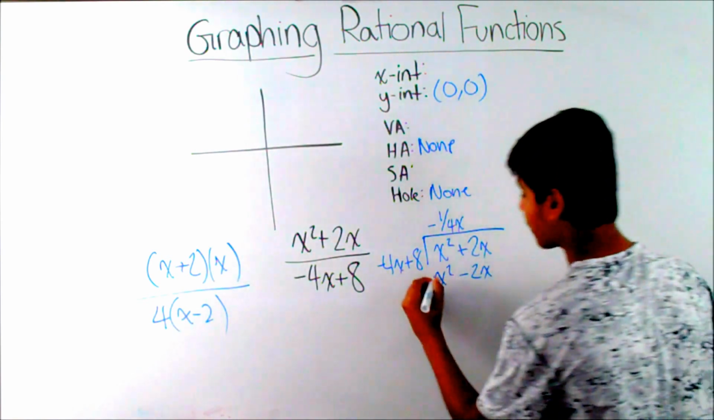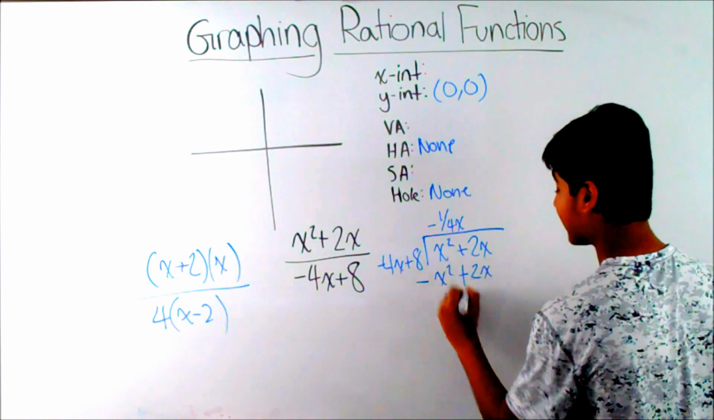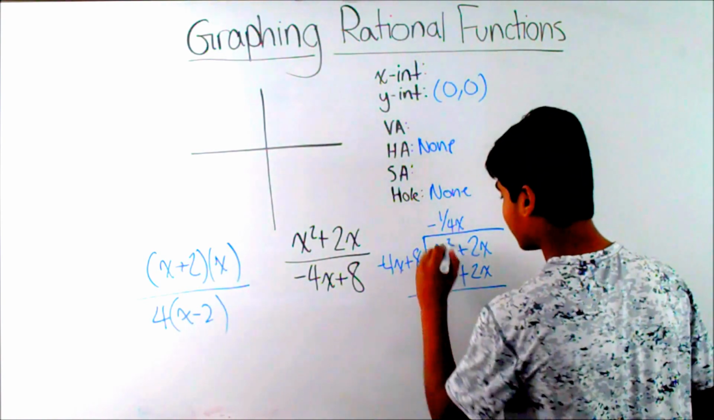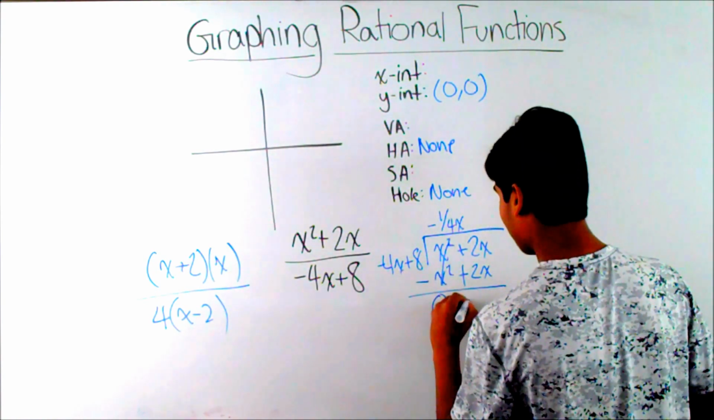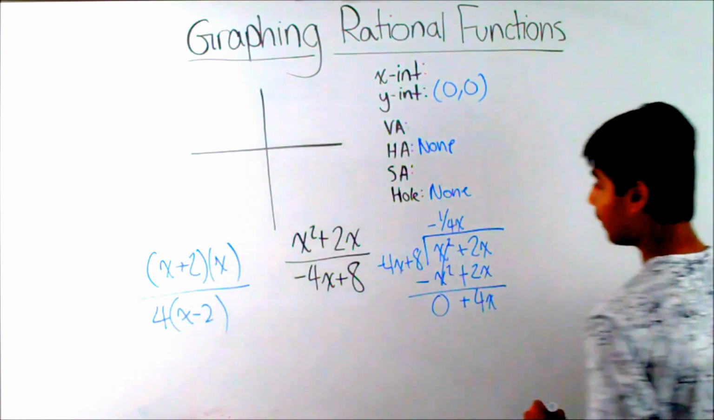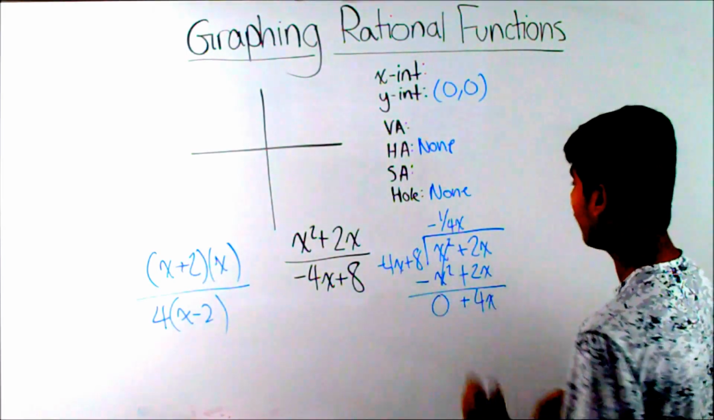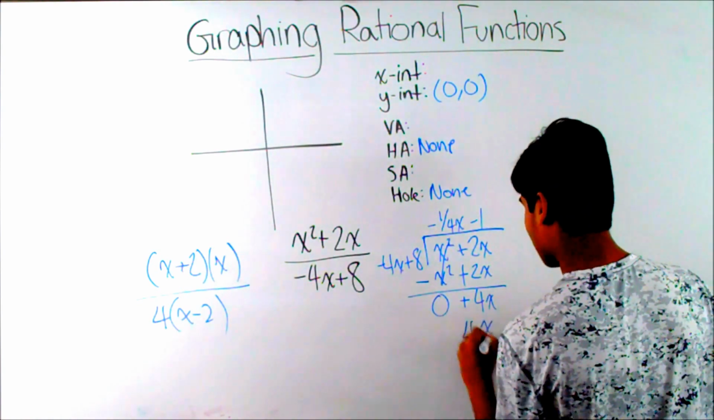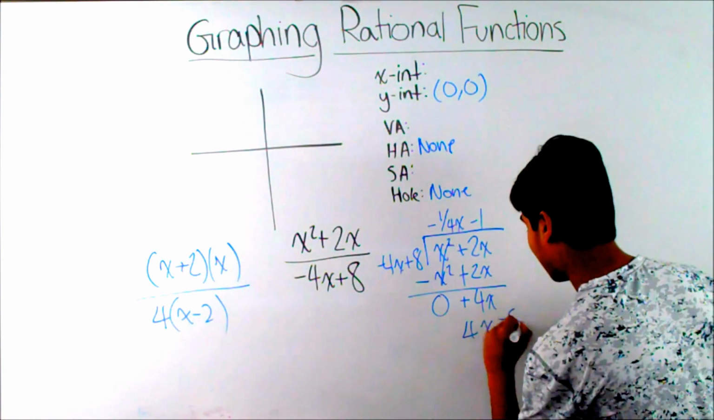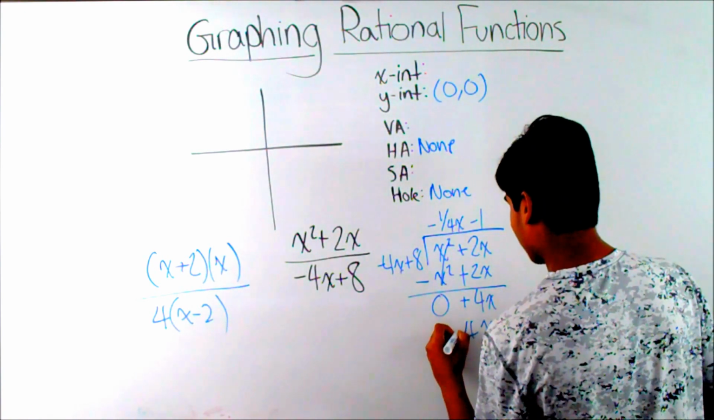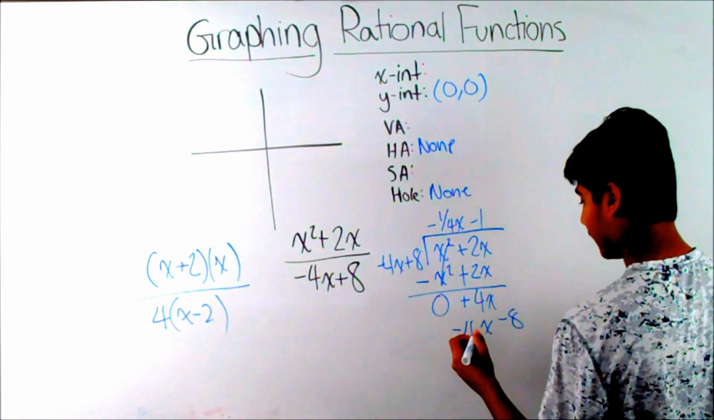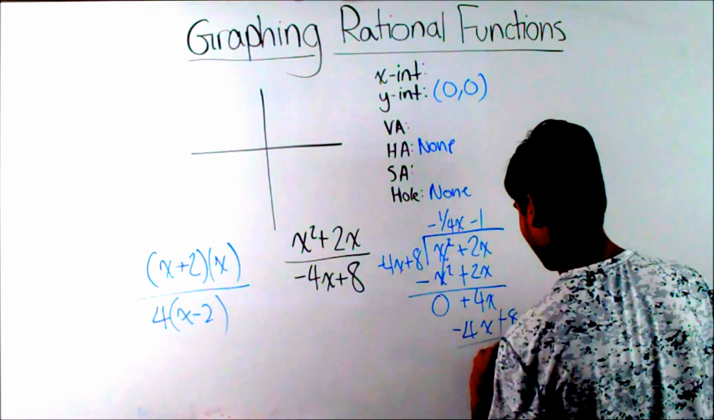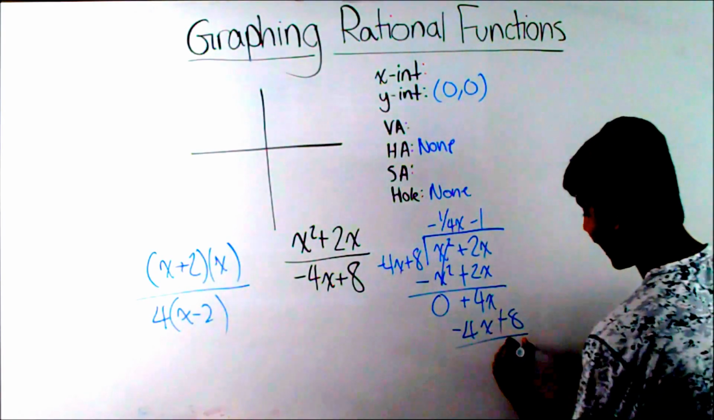So now we're supposed to subtract it, right? So this becomes a subtraction sign, and this becomes an addition sign. So these cancel out, which is equal to 0 plus 4x. Now what goes into 4x? Well, negative 1. So we have a negative 1. So we have 4x, and then we have minus 8. So then we subtract it. We have negative 4 and plus 8. We have 8 as a remainder.